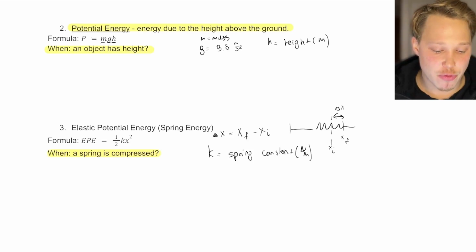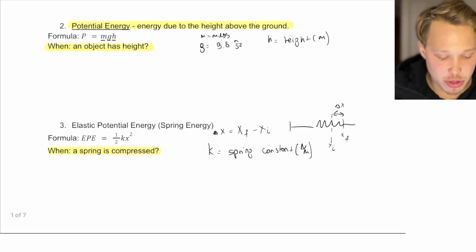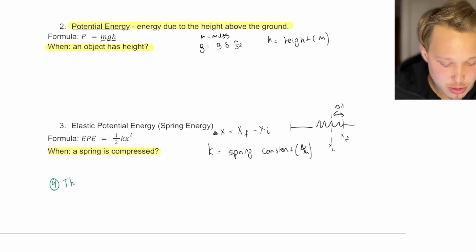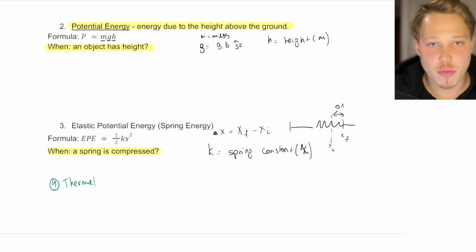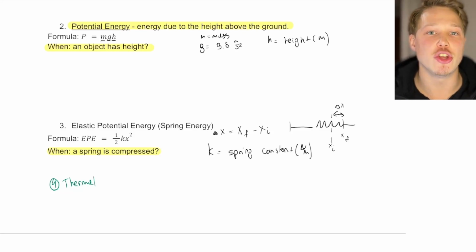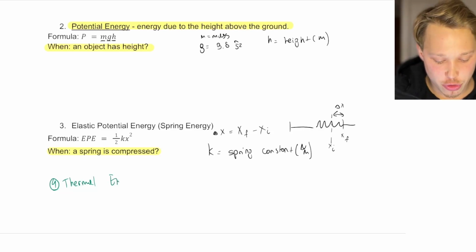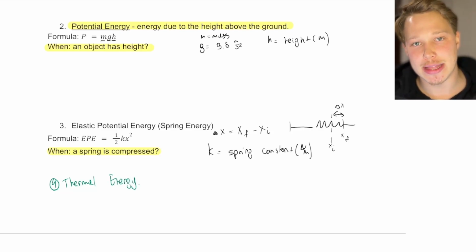The final type of energy would be thermal energy, which doesn't really have a formula, right? But if we're talking about energy being lost in the system, it will usually be in the form of thermal energy. But we'll discuss that more in the next chapter.